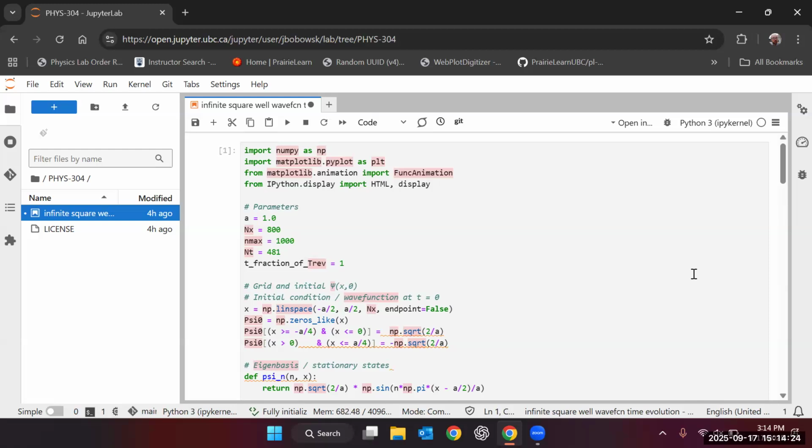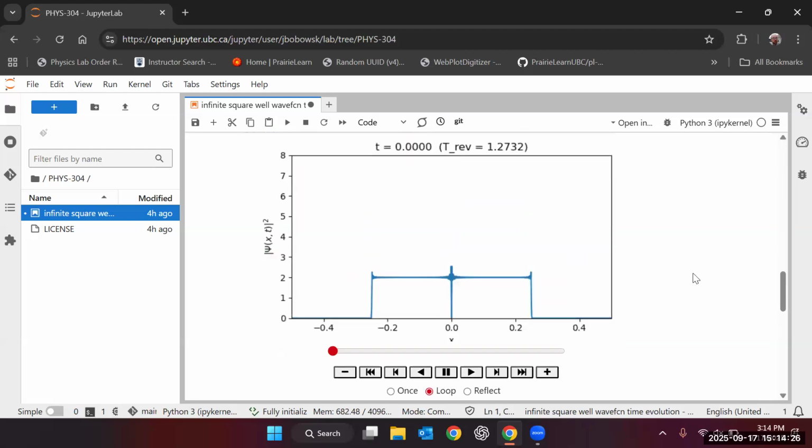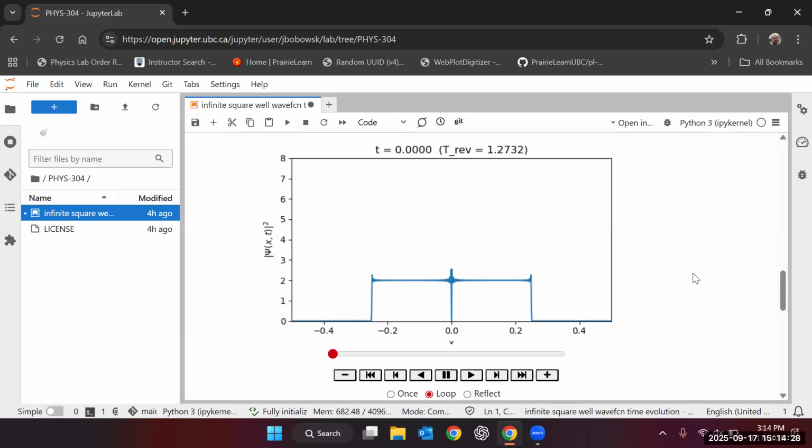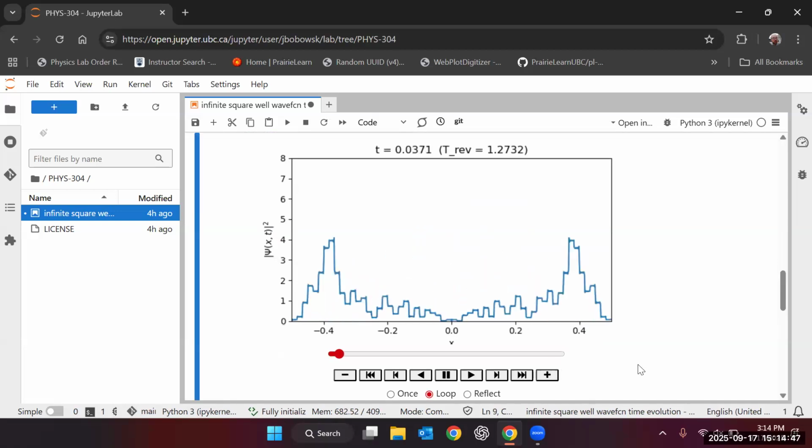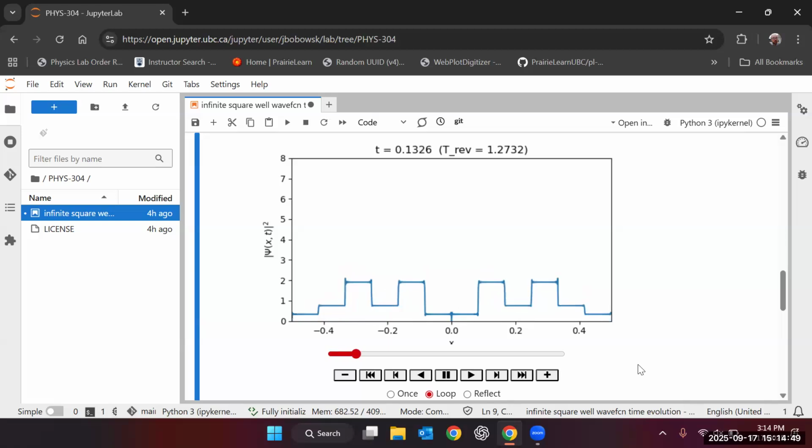Okay, it's done. So let's go look at the output at the bottom. Here it made a little video for us. This is t equals 0. Our wave function is 0 at the outer edges and non-zero in the middle. The reason it looks positive is because we're looking at the square of the wave function. I'm just going to play this, and this is showing you the time evolution of this quantum wave function.